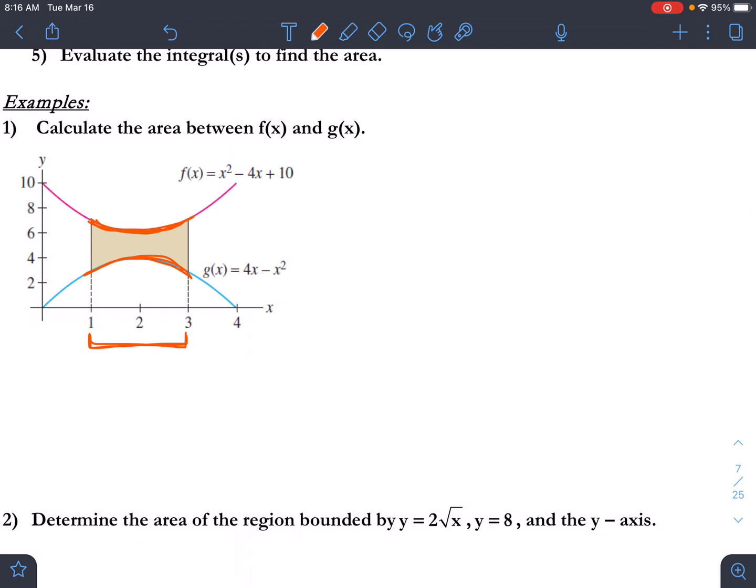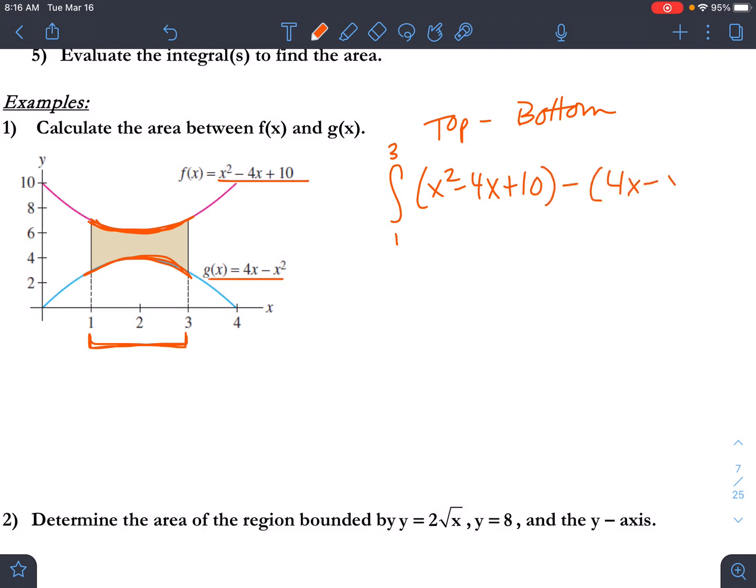So how we're going to set this up, you've got f of x and g of x. You're going to go from 1 to 3. The top function, okay, that's, again, if you want to write yourself your note, this is what you're doing. All right, top function is x squared minus 4x plus 10, minus the bottom function, which is 4x minus x squared, dx. Notice I have parentheses. That's going to impact my answer, right? Because I'm going to actually distribute the negative. So please be careful on that. That's just a warning for you.